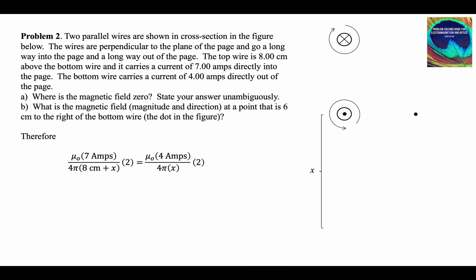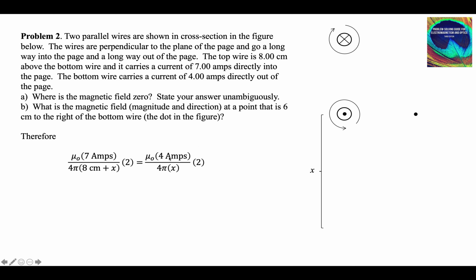Now we plug in the equations. The top wire has a current of 7 amps, and it is 8 centimeters plus x away from the point where we're measuring the field. The distance between the wires is 8 centimeters. The top wire is 8 centimeters plus x away from this point. The bottom wire carries a current of 4 amps, and it is x away. There's the 4. The distance is x.